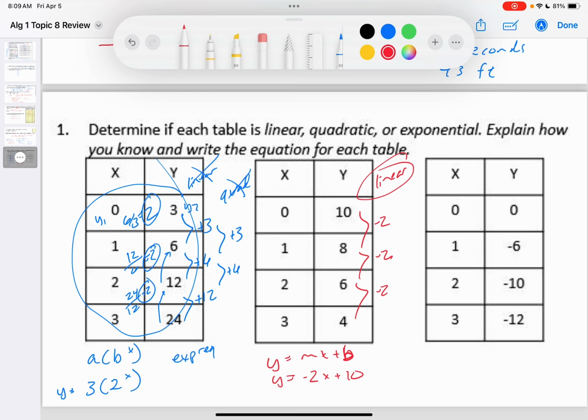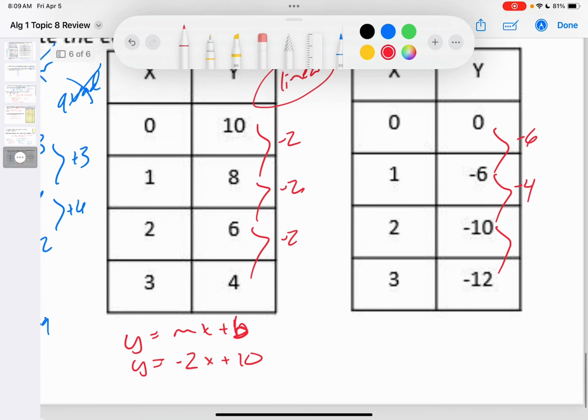And then the last one, let's look at first differences, down 6. First difference is down 6, down 4, and down 2. It's not linear, because first differences didn't work. Second difference: negative 6 to negative 4, plus 2. Negative 4 to negative 2, plus 2. Second differences work. This is quadratic. So y equals ax squared plus bx plus c.